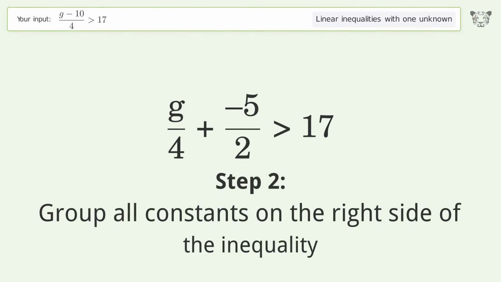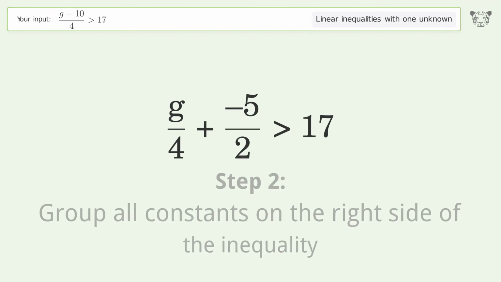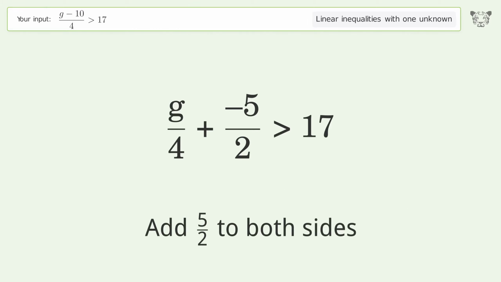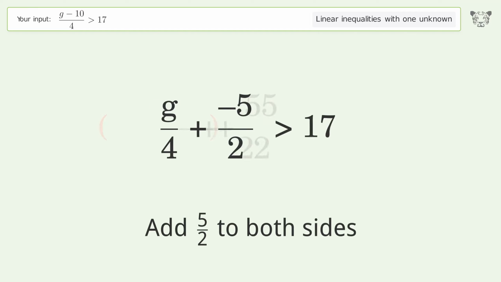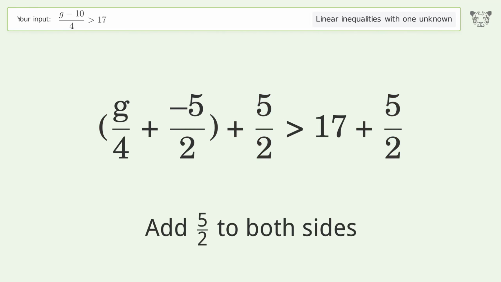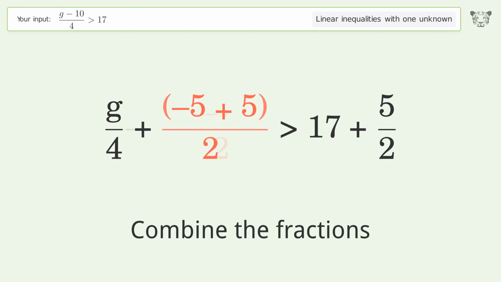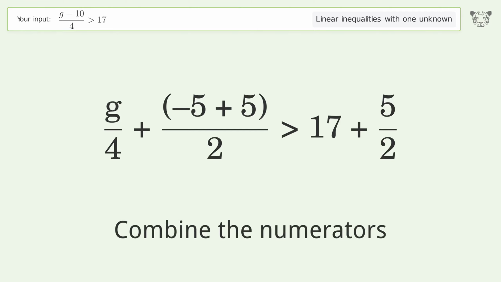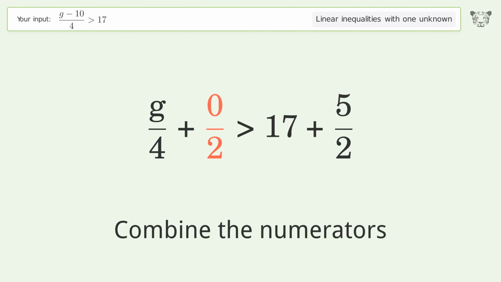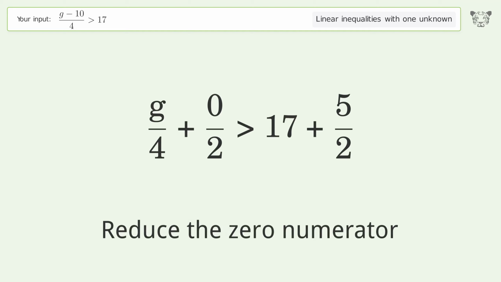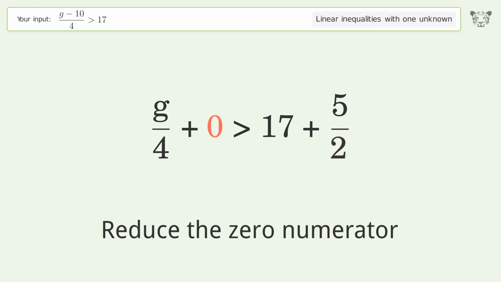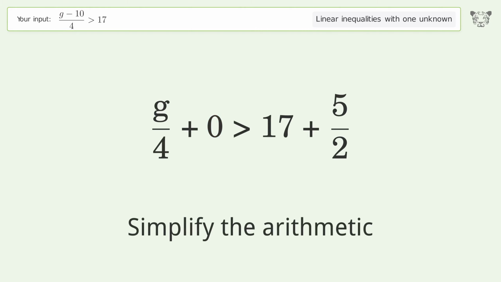Group all constants on the right side of the inequality. Add 5/2 to both sides. Combine the fractions. Combine the numerators. Reduce the zero numerator. Simplify the arithmetic.